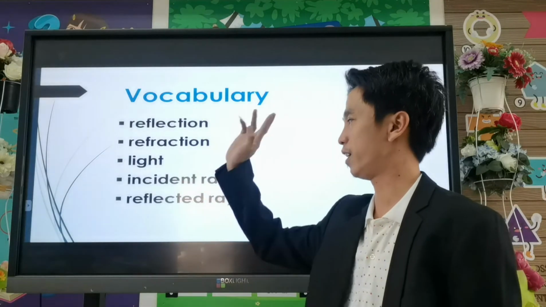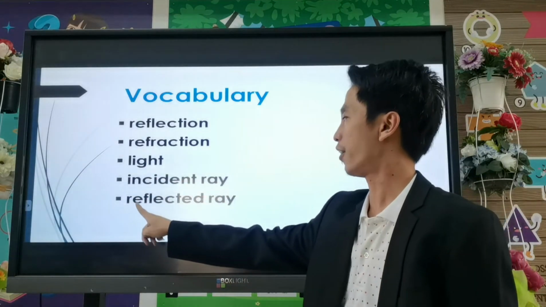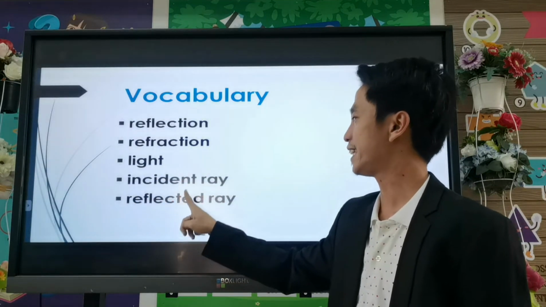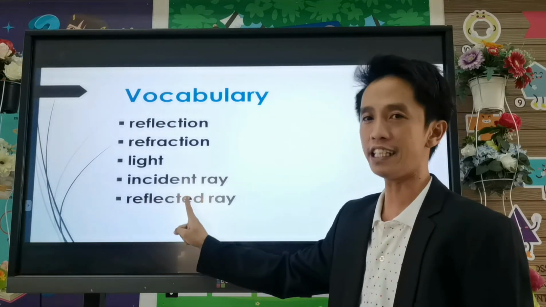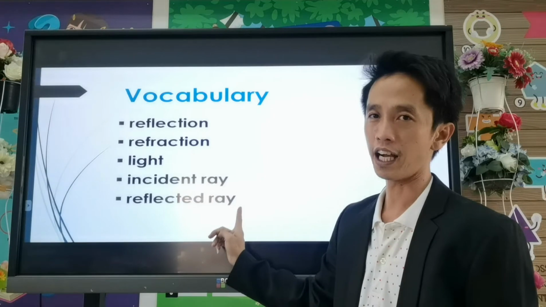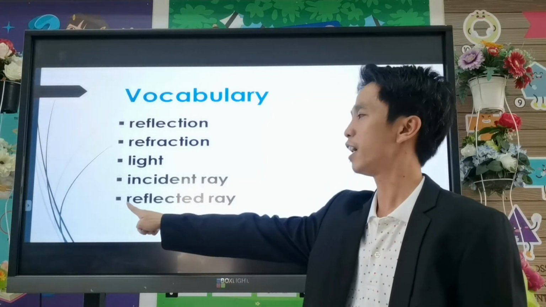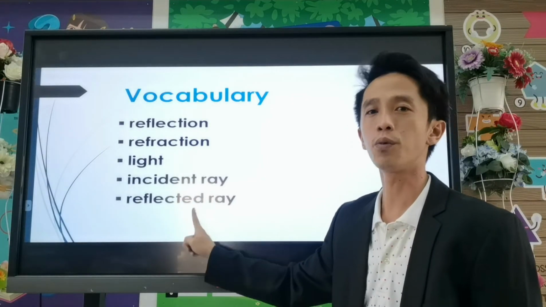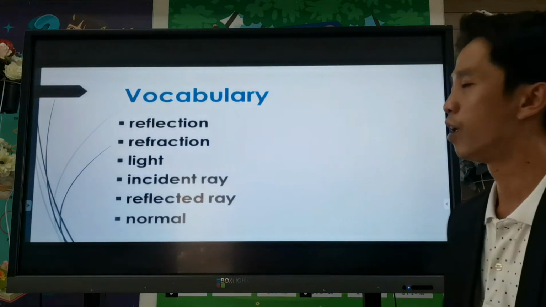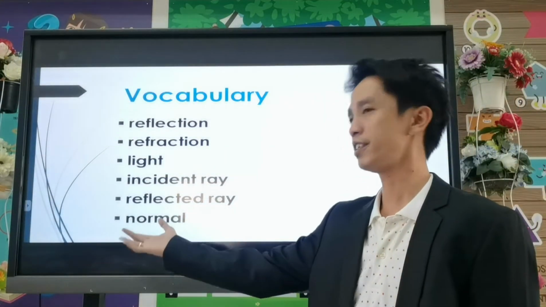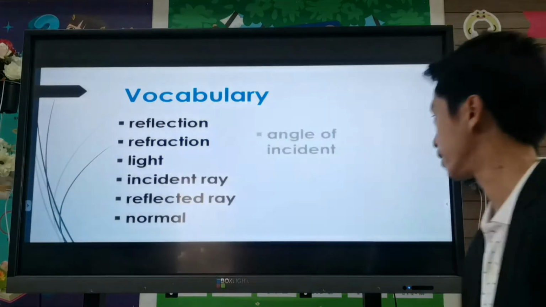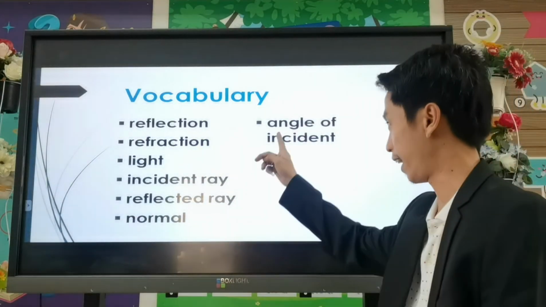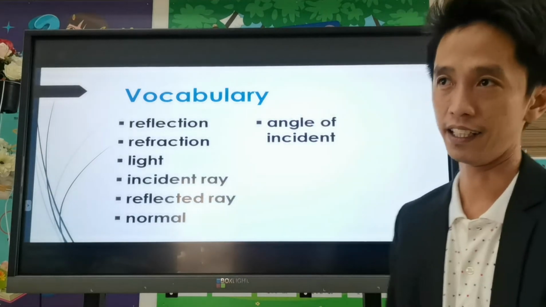One more. Let's spell reflected ray. REFLECTED. Again. REFLECTED. Then ray. RAY. Okay, one more. Let's read. Reflected ray. Next. Normal. Very easy. Normal. NORMAL. Normal.